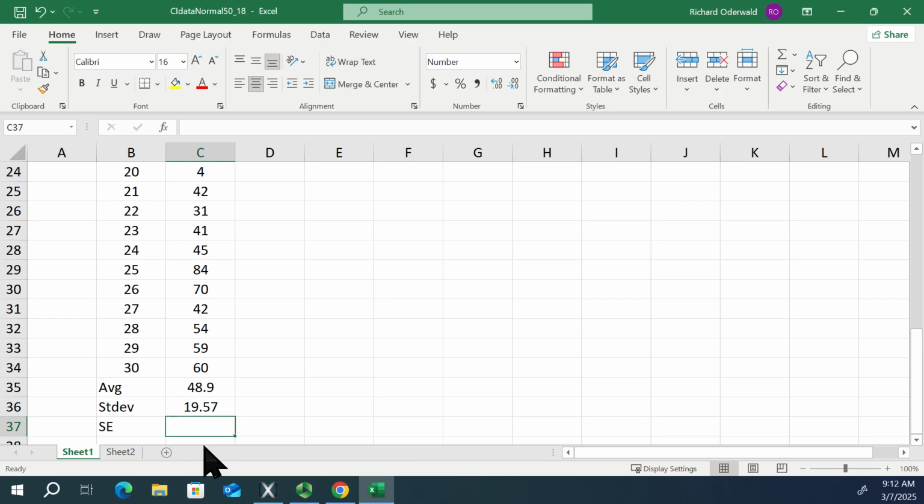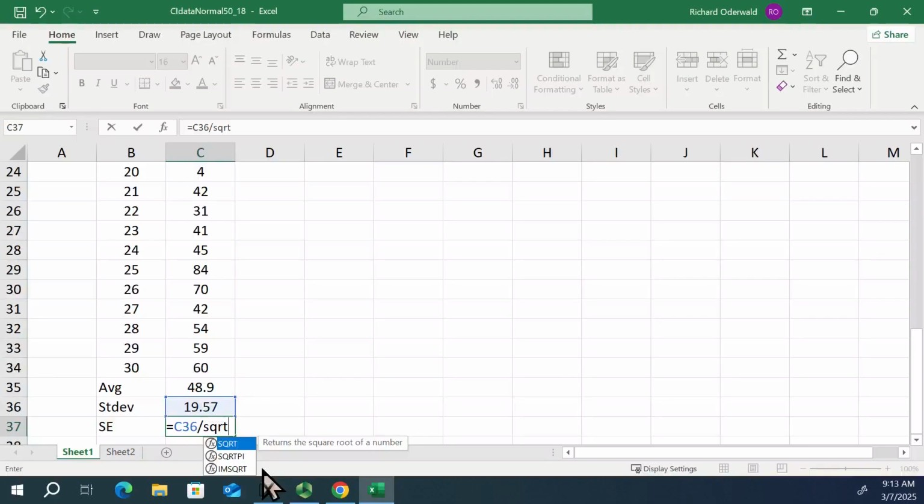You remember what the standard error is, what the formula is. It's the most complicated formula in statistics. Divide the standard deviation by the square root of the sample size. So here we want equals, and divide that standard deviation by the square root of 30.